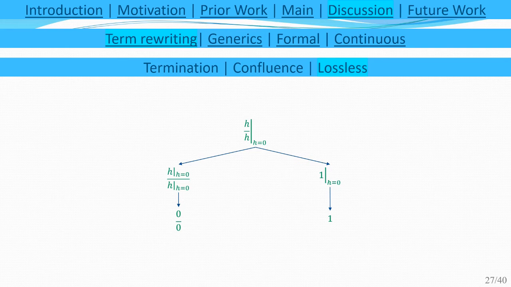Confluence guarantees, among other things, that leaves will be equal. For example, we won't get 1 equals 2. In place of confluence, we seek a guarantee compatible with more use cases. The property, called lossless, will guarantee that no solutions are lost. The correct answer will belong to the intersection of all reductions. For example, 0 over 0 has extra solutions, but includes the correct solution.